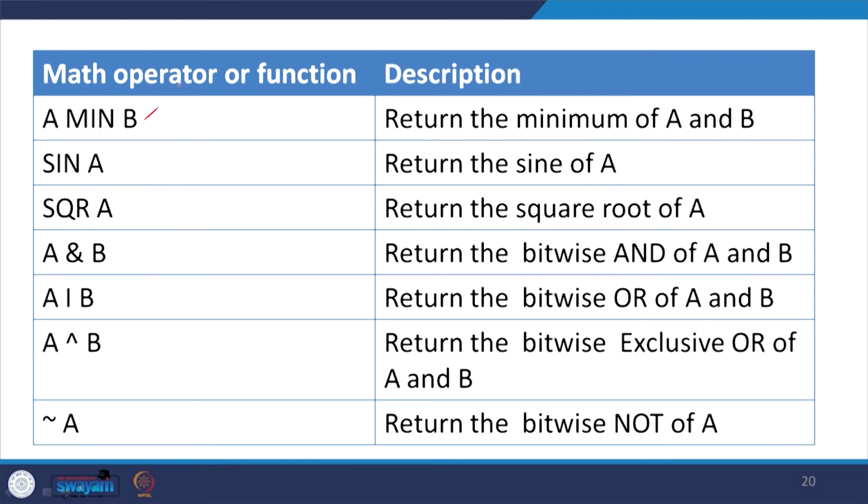Then A min B returns the minimum of A and B, sin A returns the sine of A, SQR A returns the square root of A, and A and B returns the bitwise AND of A and B. A vertical bar B returns the bitwise OR of A and B, this one returns the bitwise exclusive OR of A and B, and tilde A returns the bitwise NOT of A.